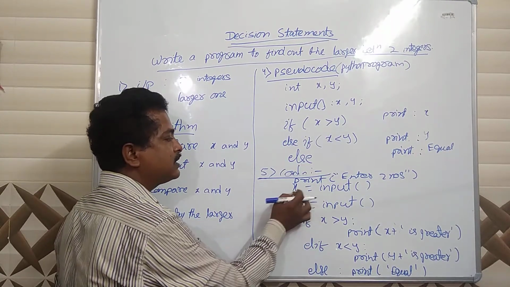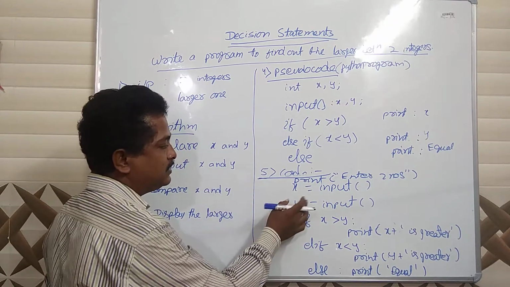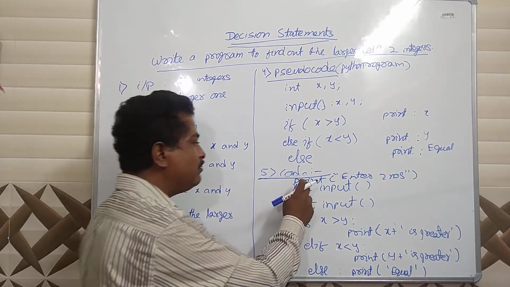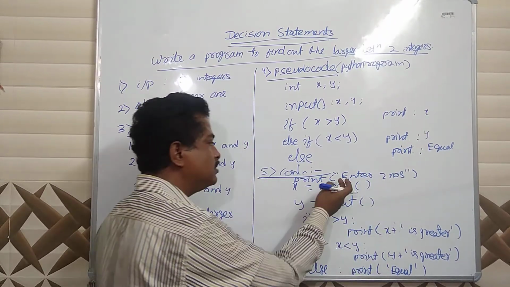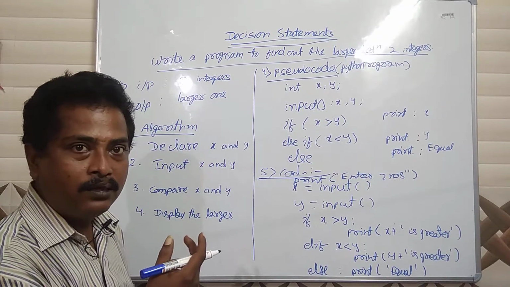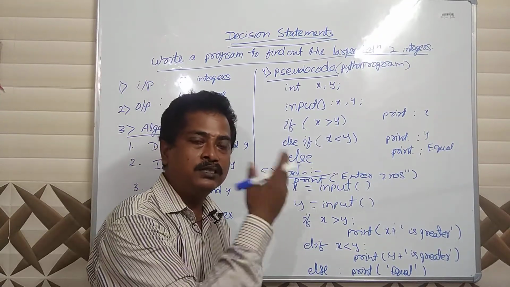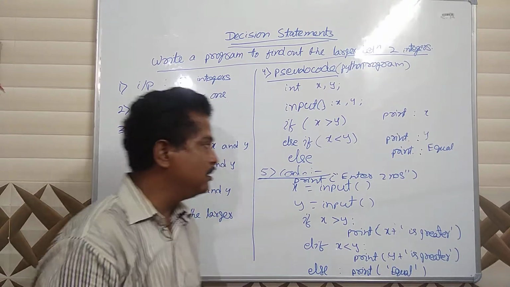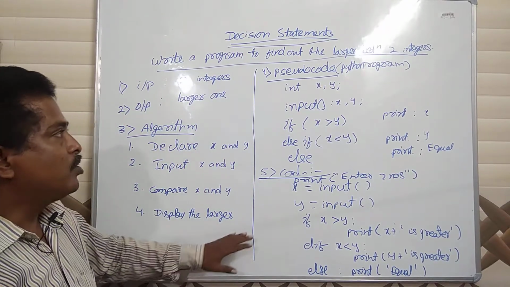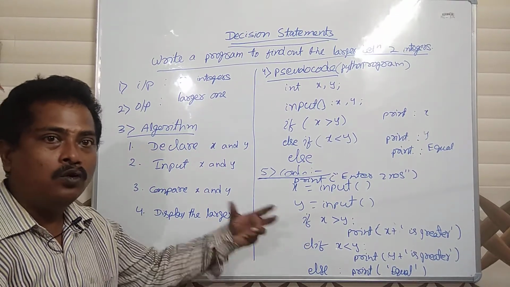Somewhere the Scanner class is used, somewhere it is directly used. If you want to give the message, you give the message using print in Python. In other languages, using their printf or println, like that. So this is the proper way of coding, how to code it.